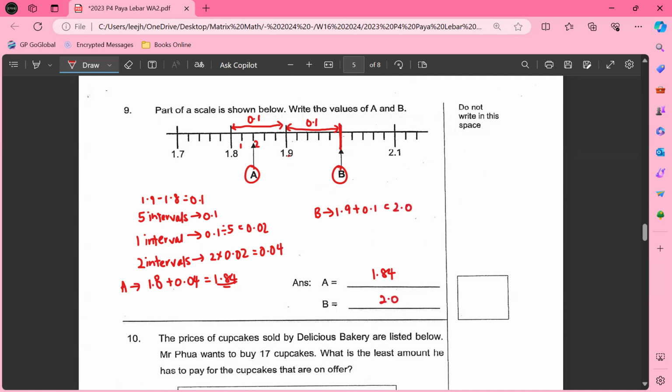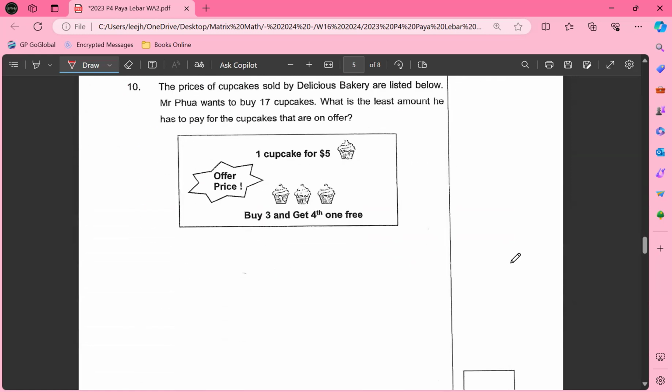Okay. Question number 10. The prices of cupcakes sold by the bakery are listed below. Mr. Paul wants to buy 17 cupcakes. What is the least amount he has to pay for the cupcakes that are on offer? This is actually a grouping question. If you buy one cupcake at a time, it's $5 each. But there is this offer here that if you buy three, you get the fourth one free. So that means in one group, it's actually three plus one cupcake.